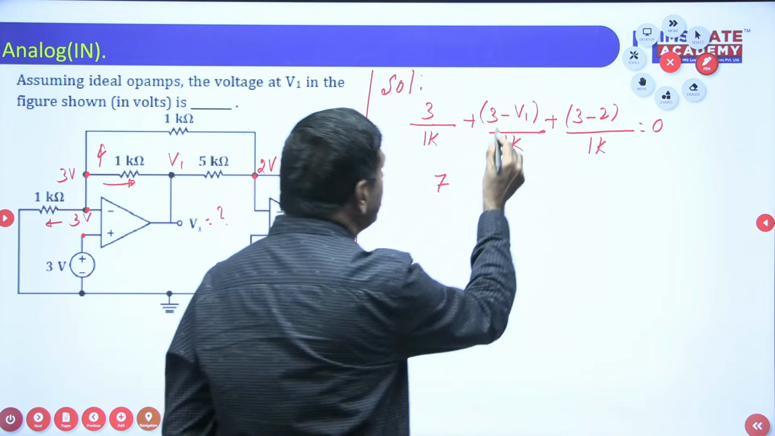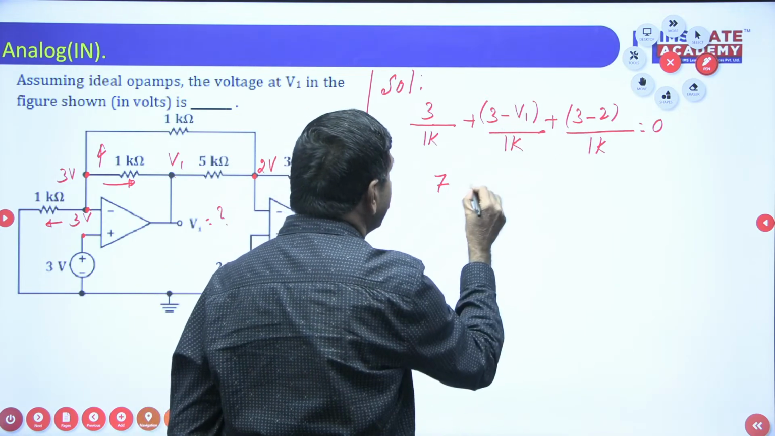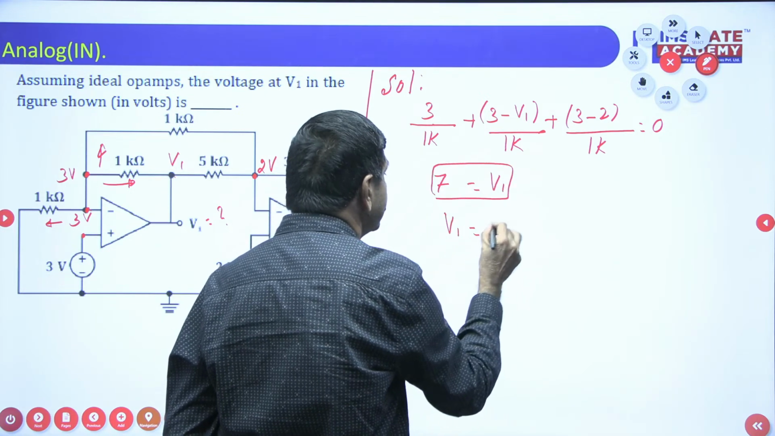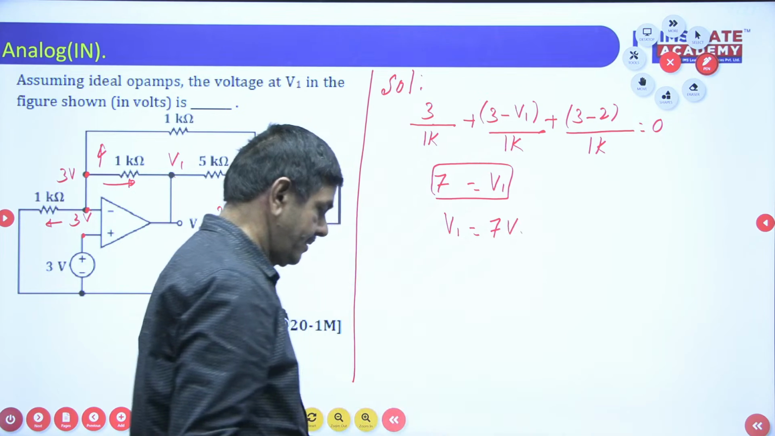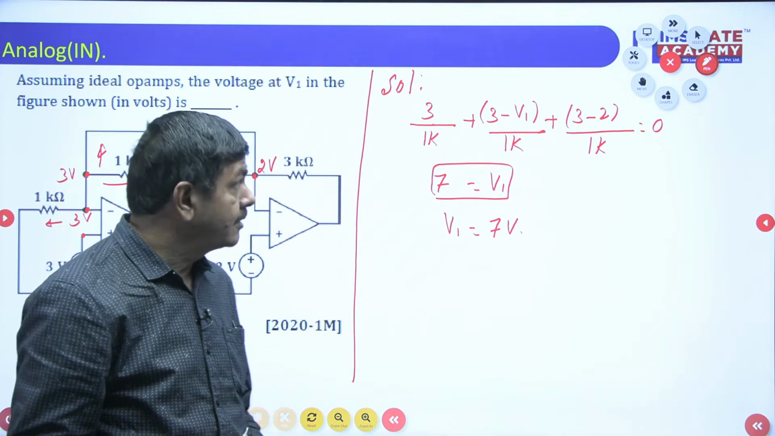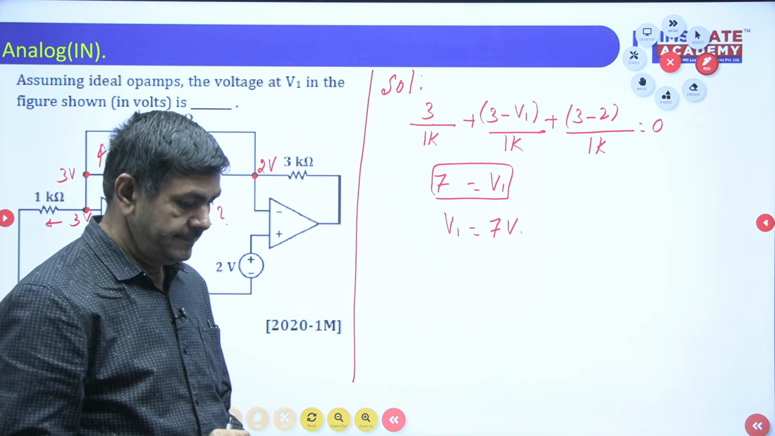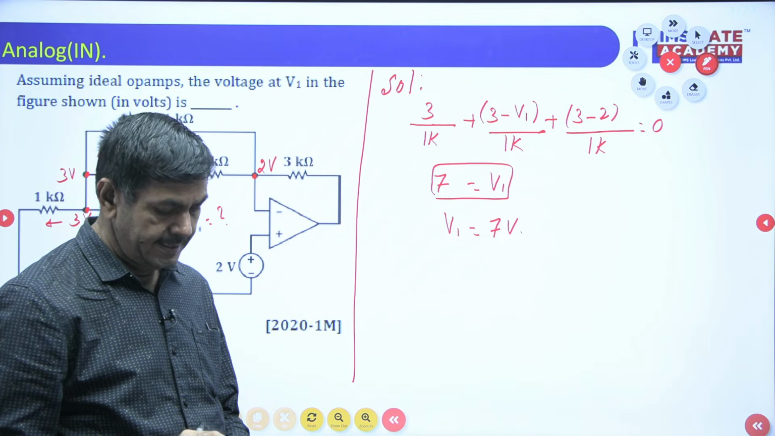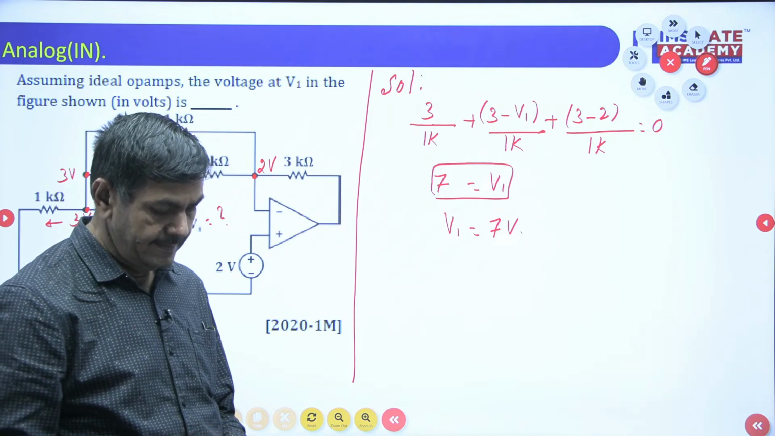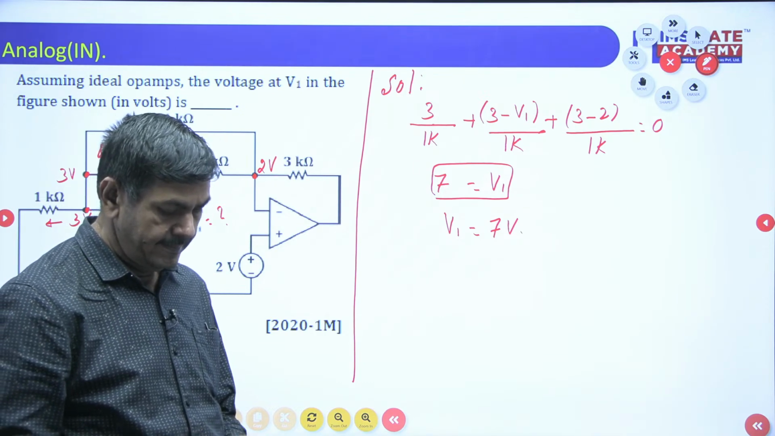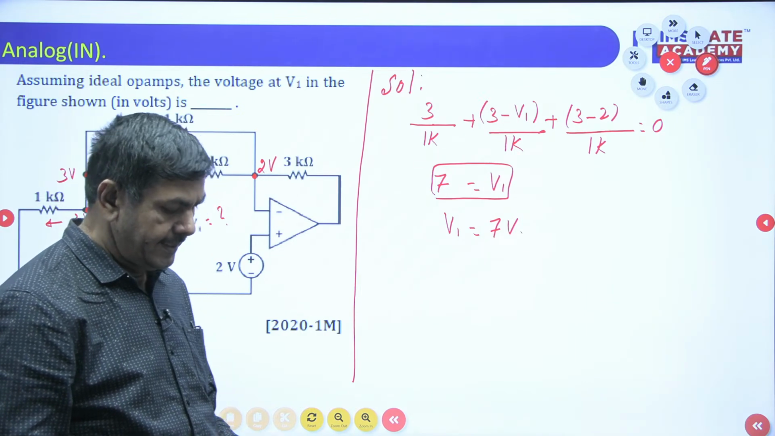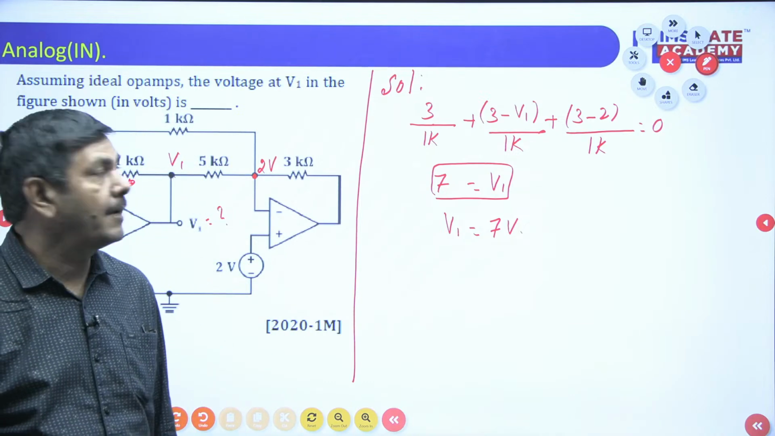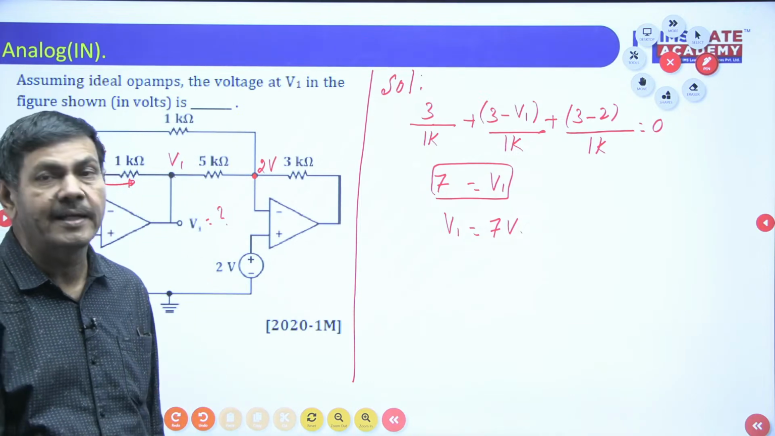And I can get this equal to what? V1 only now. This side I can get a V1 voltage now. So finally I am getting V1 equal to how much voltage? 7 voltage. Just I will check this voltage. Yes, exactly 7 we are getting now. V1 equal to 7 voltage only. Just by applying the nodal analysis, we are getting that V1 only now.